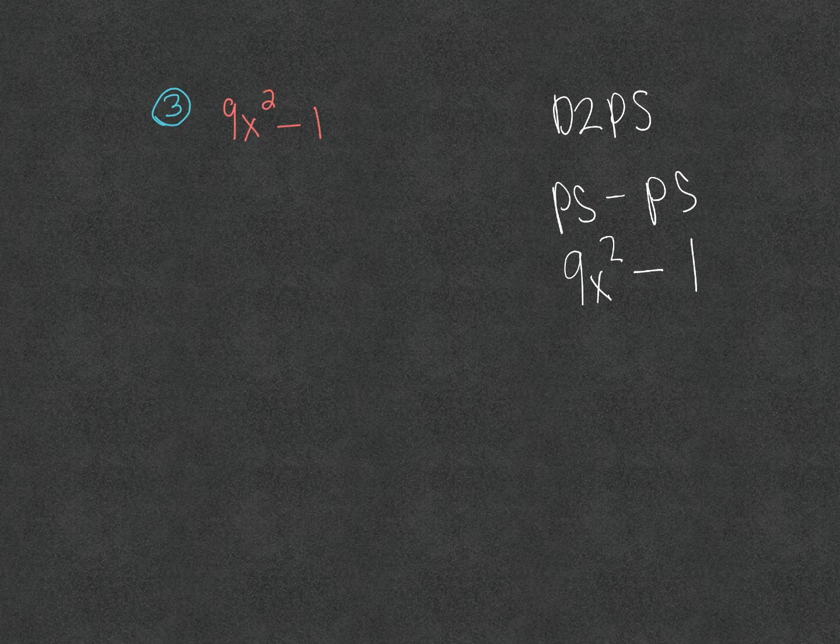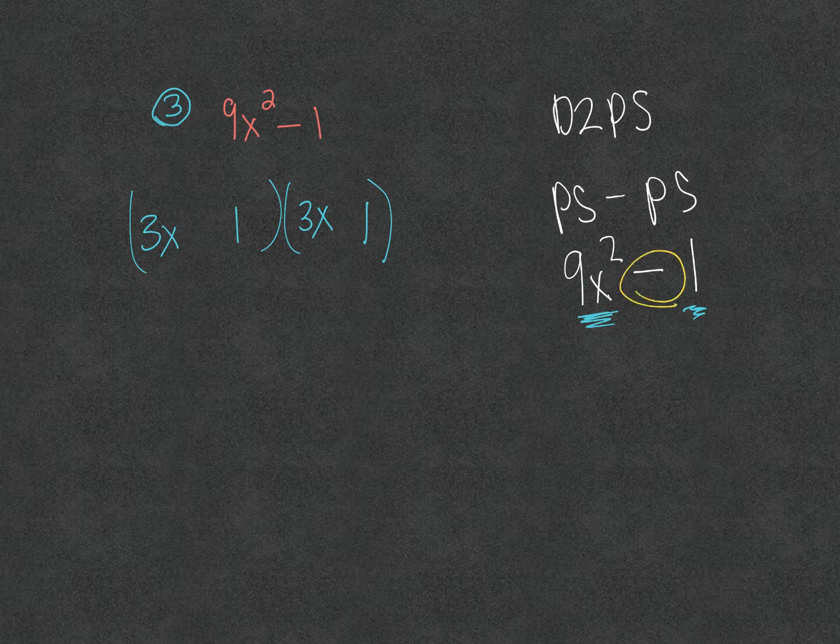So if I see this pattern, I can immediately go to the answer and say, well, 9x squared is 3x times 3x. And a 1 is 1 times 1. And then I know I need to make this a negative 1 in here. And how I make that a negative 1 is by multiplying a positive and a negative. Now, if you see that pattern, you can do that and go straight to your answer.